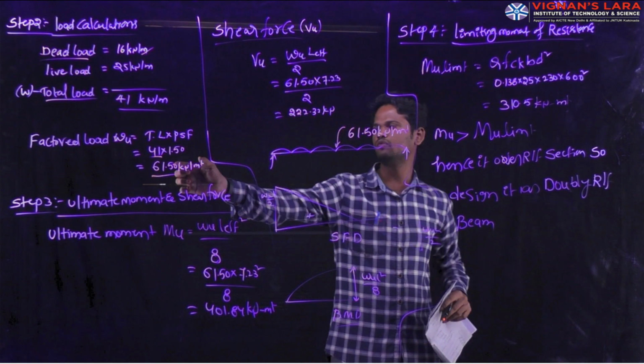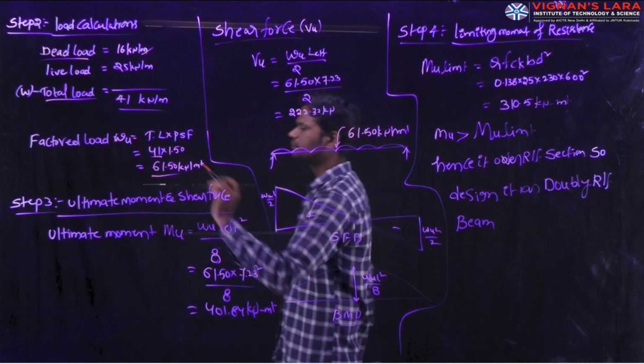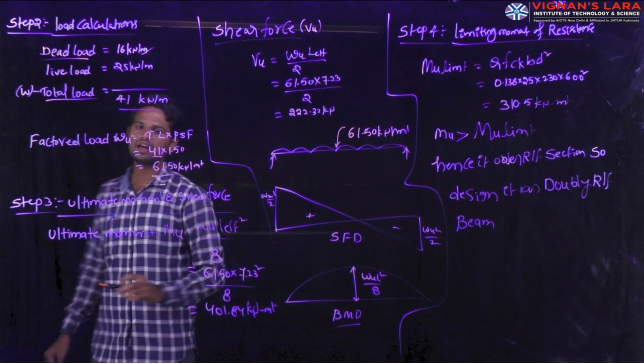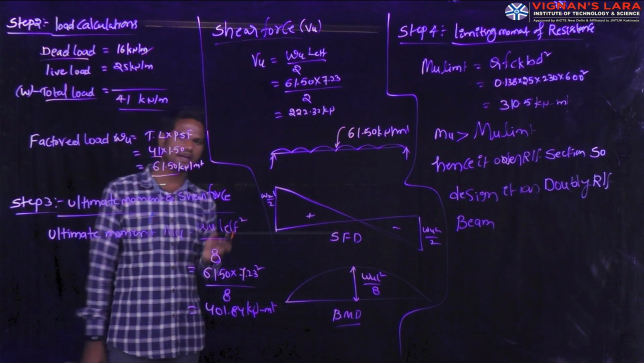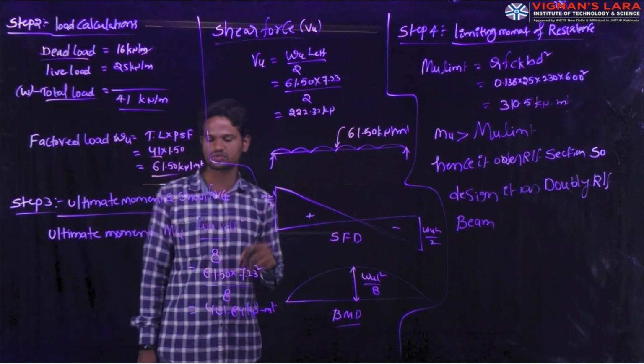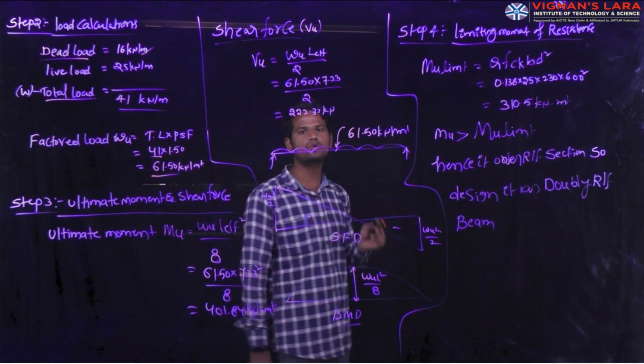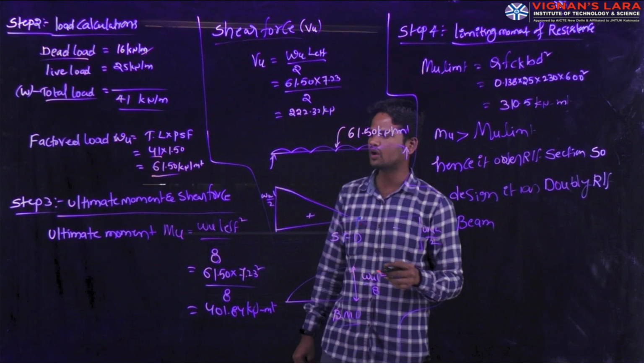For this load we have to calculate the shear force and the bending moment. Next, step number 3 is the calculation of ultimate moment and shear force. Ultimate moment and ultimate shear force mean finally how much moment is acting on the beam and how much shear force is acting on the beam, that we have to calculate.